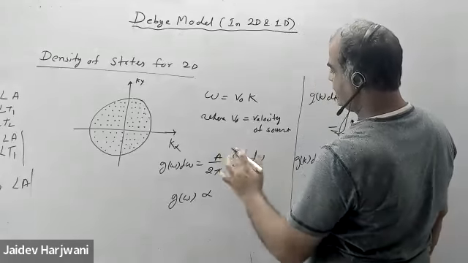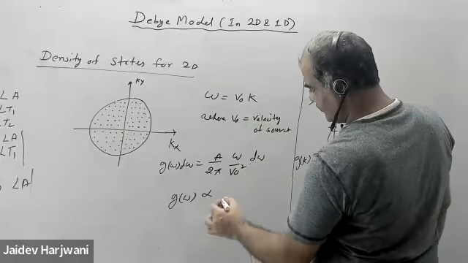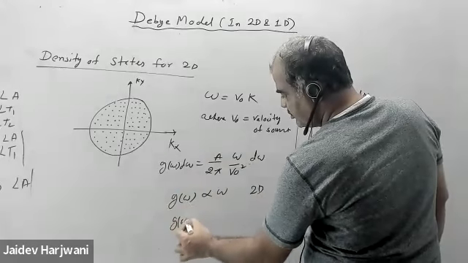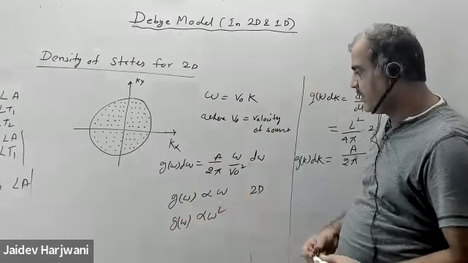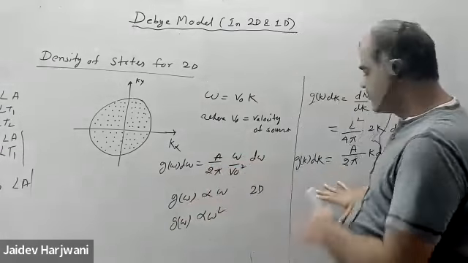Omega will come here, omega only will come here, dk to d omega. So this is proportional to omega in 2D. We have seen in 3D, g(omega) was proportional to omega square. So this result also you have to remember. So in everything, what we have to do is write the density of states.